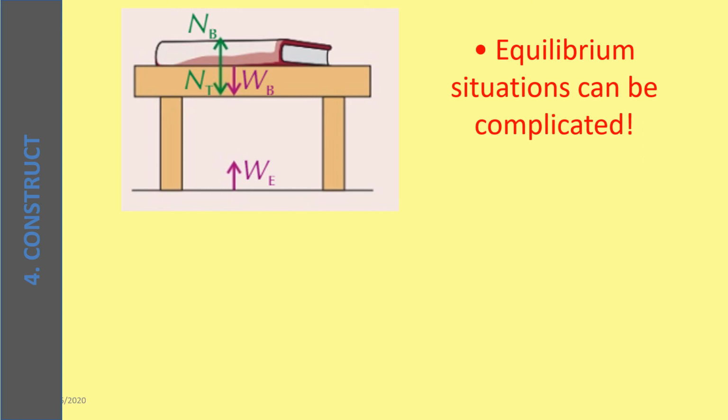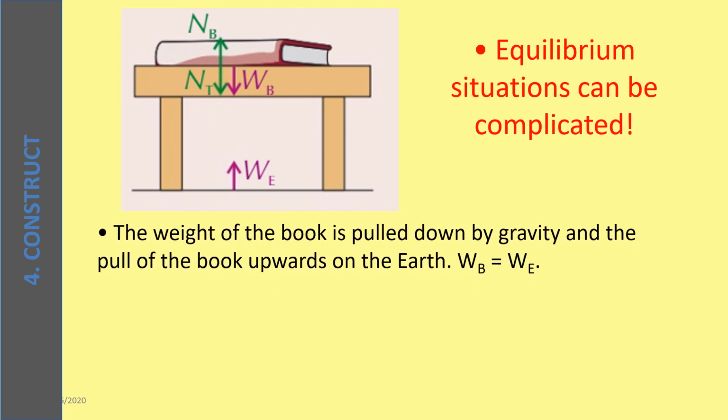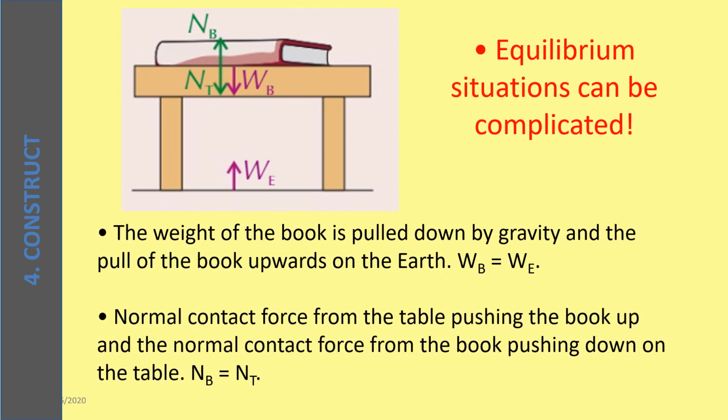The second pair of forces we need to consider is the normal contact force from the table pushing the book up and the normal contact from the book pushing down on the table. So the full story is given by these four forces. WB acting downwards is balanced by WE acting upwards. The normal force B is balanced by the normal force T.